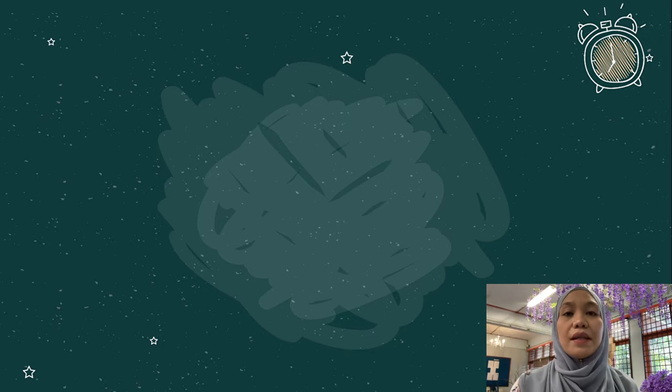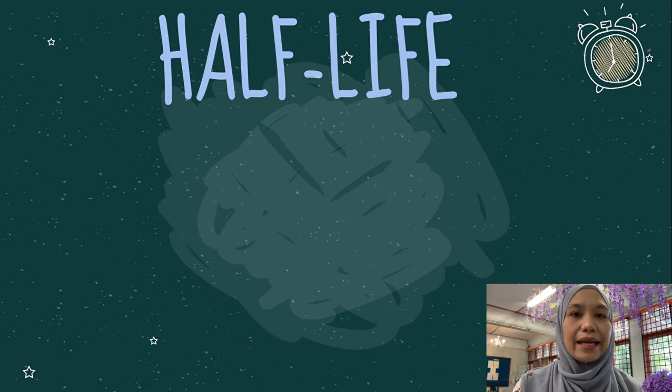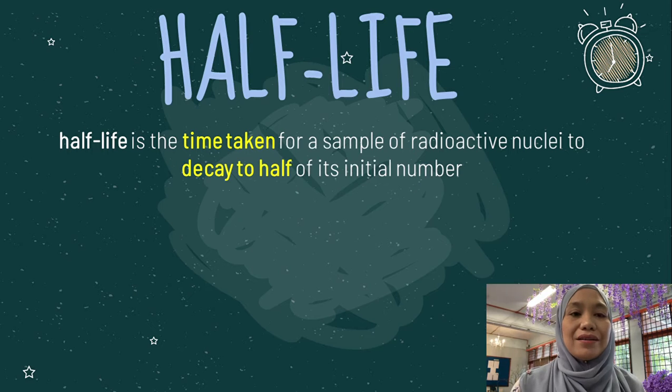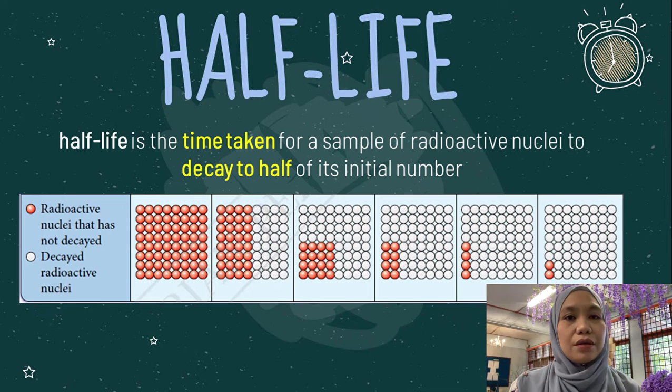Hi, so we continue our lesson on half-life, right? So what is half-life? Half-life is the time taken for a sample of radioactive nuclei to decay to half of its initial number. The time taken here can be in years, weeks, days, minutes, or even seconds. So it will decay into half of its initial number. The initial number can be the number of atoms, its mass, or a percentage.